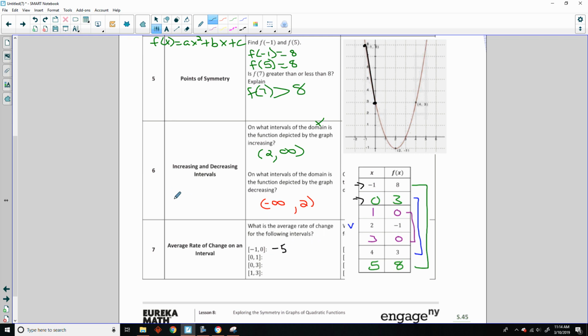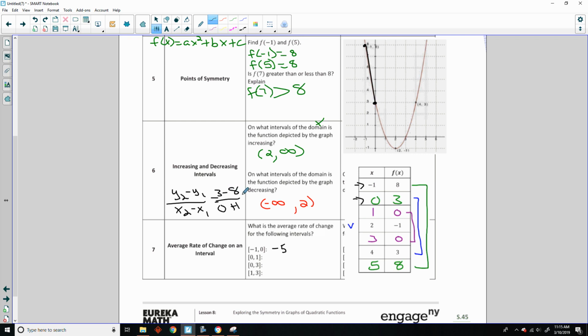If I were to show my work on that, I'd say average rate of change is y2 minus y1 divided by x2 minus x1, which is my slope. So if I plug these values in, y2 is 3 minus y1, which is 8, divided by x2, which is 0, minus x1, which is -1. So minus a negative is +1, so be careful with that.